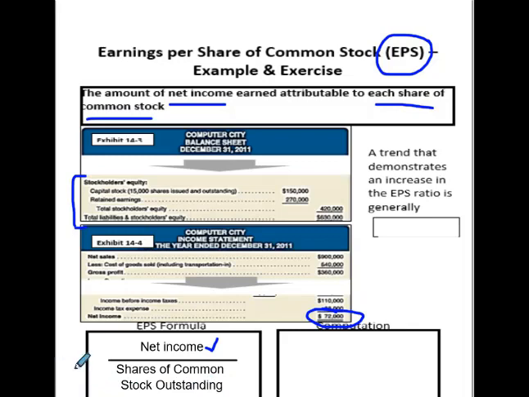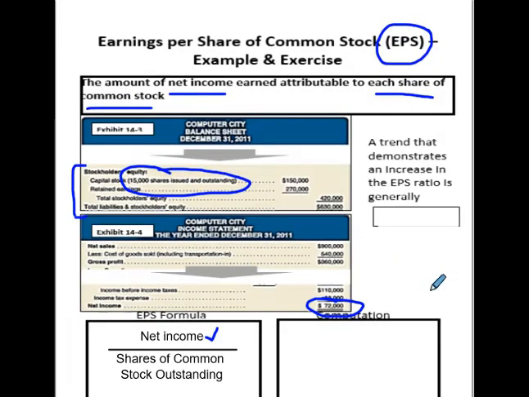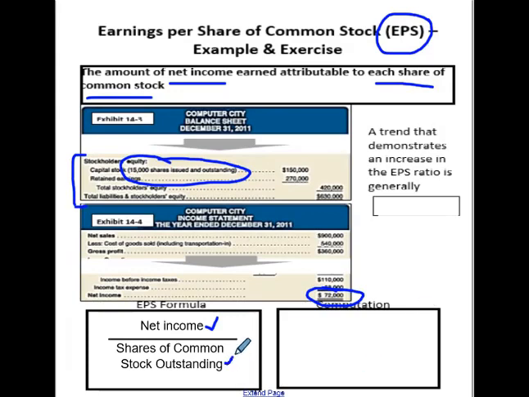The number of shares outstanding are normally placed on the balance sheet itself. Here we have capital stock, which is common stock, 15,000 shares issued and outstanding. So that's where I find my common stock. It's typically listed on the balance sheet, the number of shares of common stock. If it isn't listed directly on the balance sheet, it's going to be listed as a footnote to the financial statements. So now I have my net income and my shares of common stock.